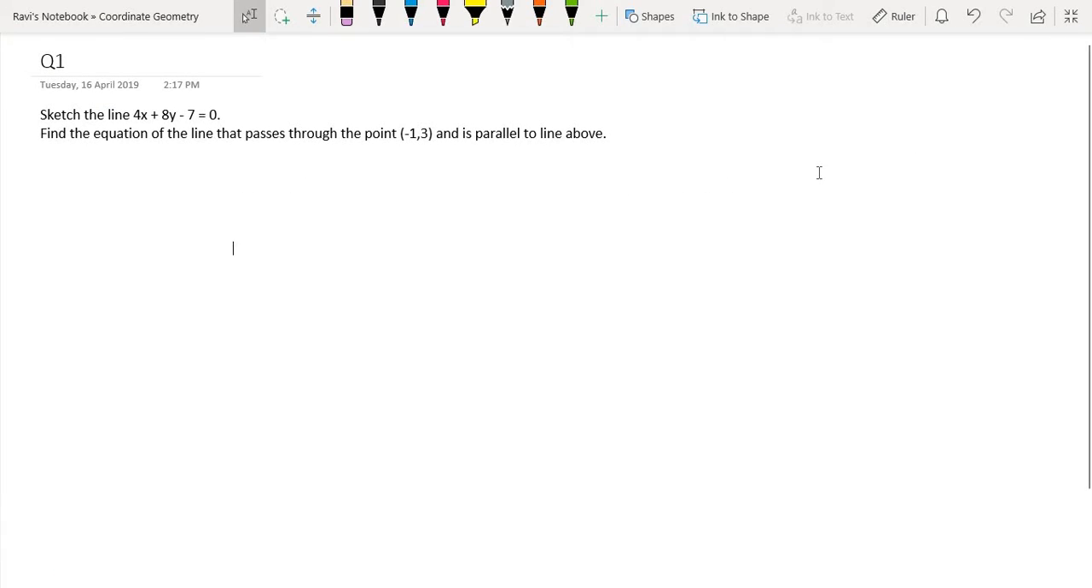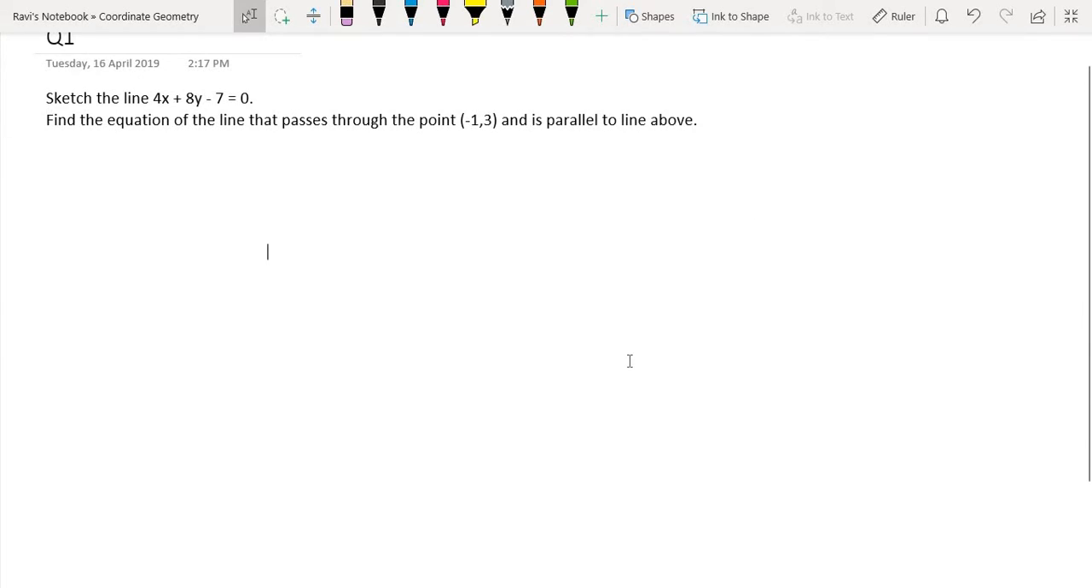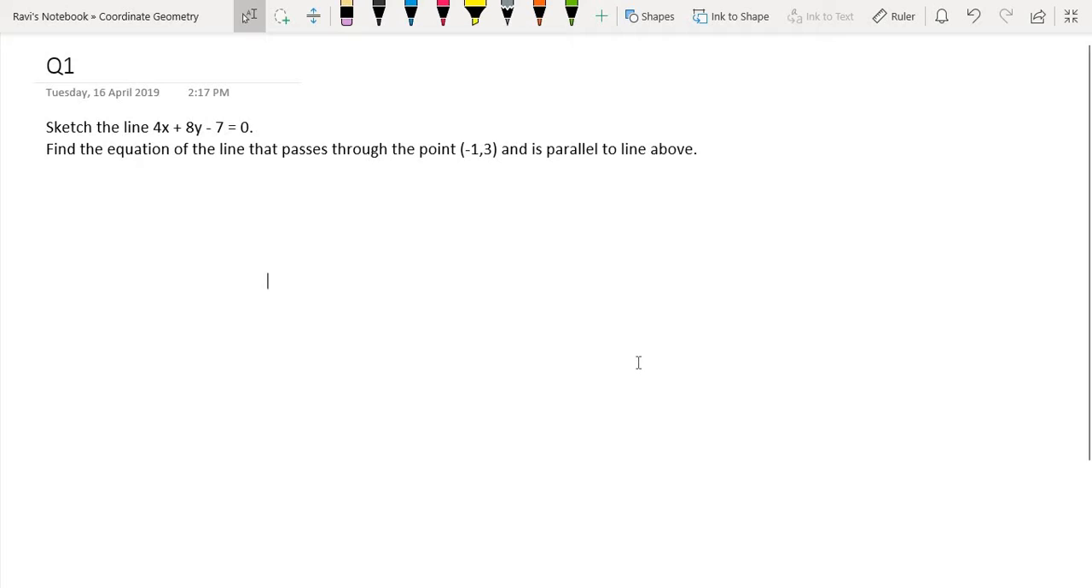Hi, in this video, we're going to look at this question here. This question says that we first have to sketch this line: 4x + 8y - 7 = 0.